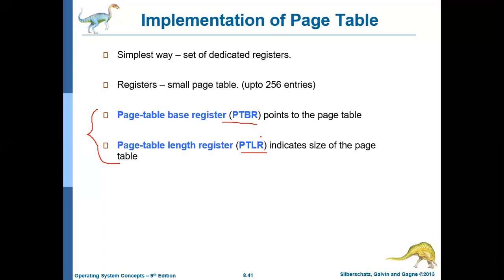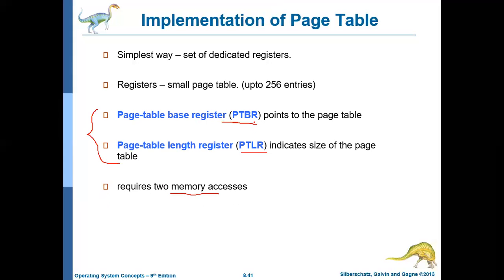Through that, the hardware will understand where the page table is located in the memory. But there is a drawback with this mechanism. The drawback is that it requires two memory accesses. Whenever you want to fetch an address, it requires two memory accesses.